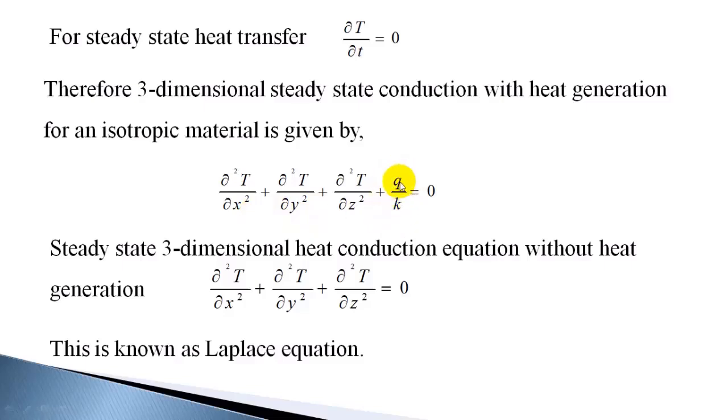Now, if the heat generation is 0, no heat generation, we will get a steady state three-dimensional heat conduction equation without heat generation for an isotropic material. This is known as the Laplace equation. From this you can derive the two-dimensional heat conduction equation or the one-dimensional heat conduction equation.